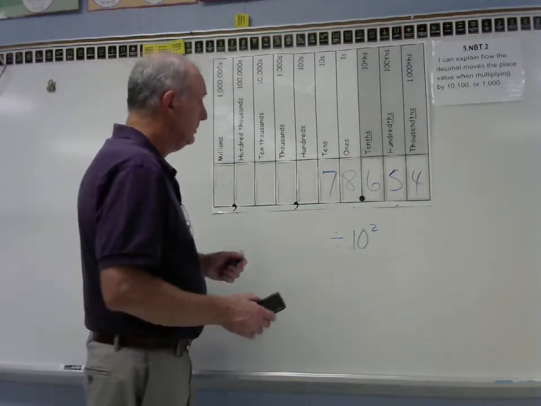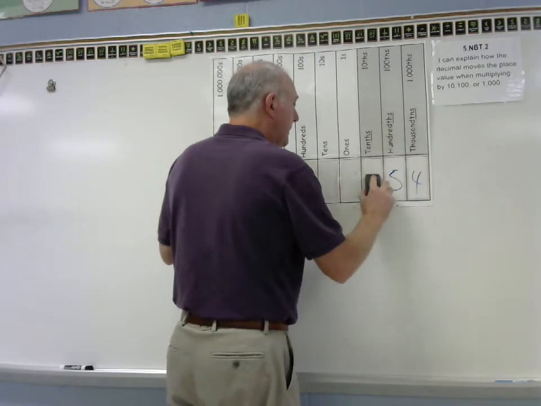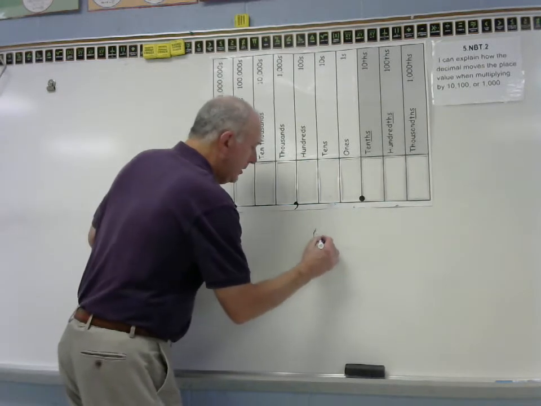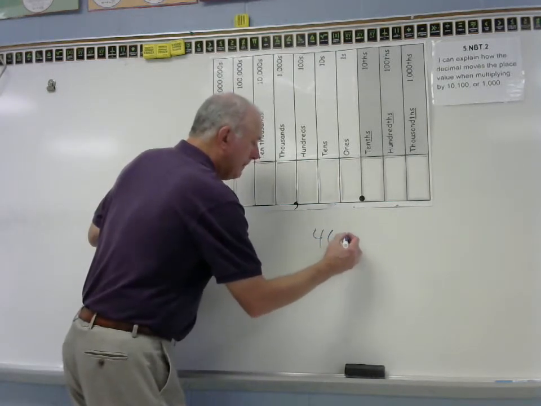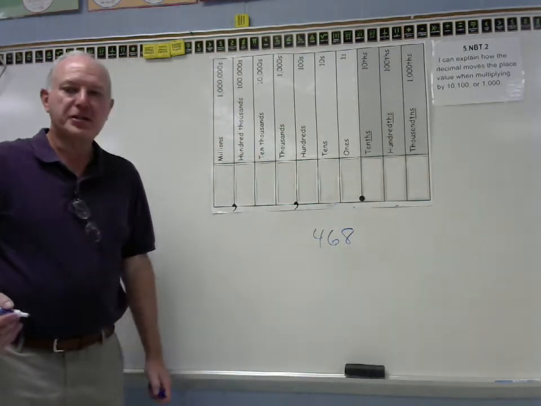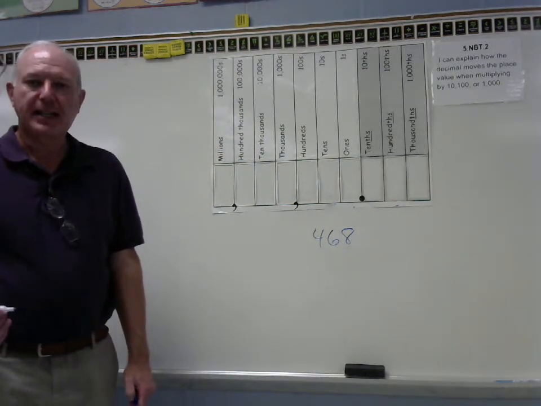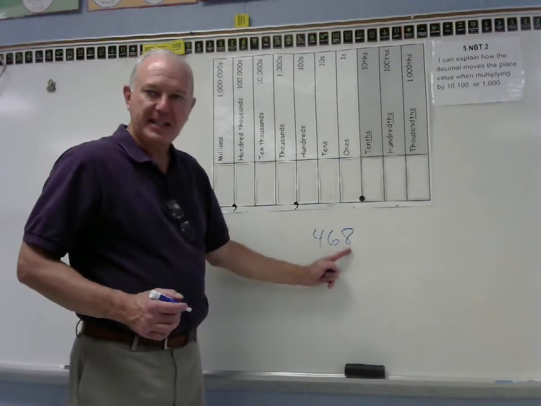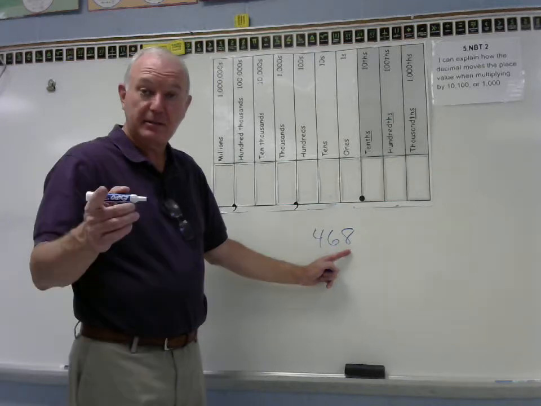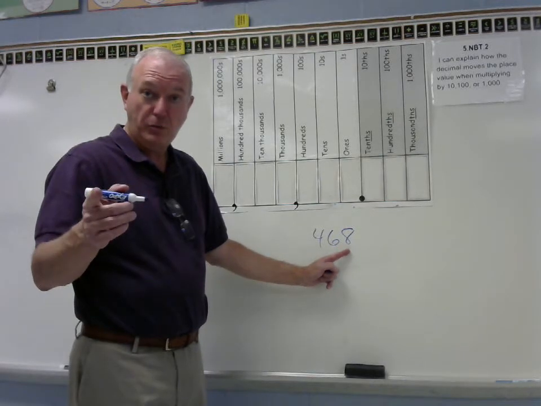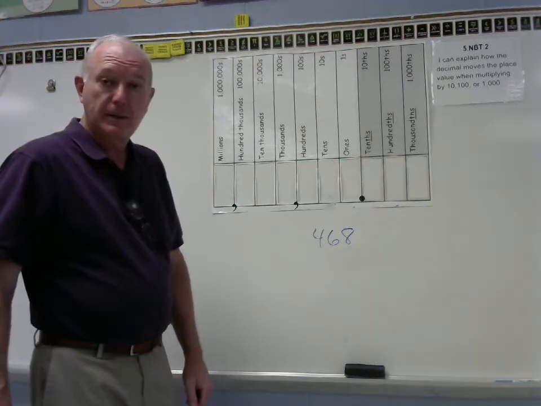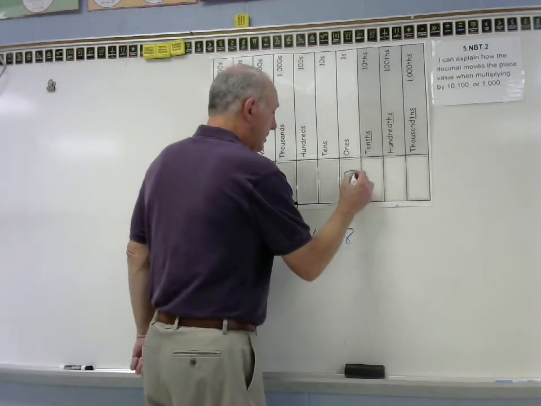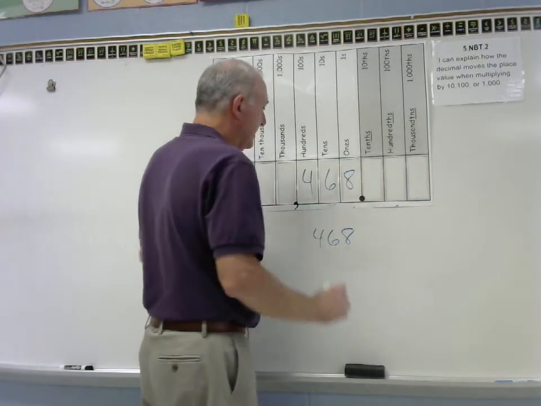Okay, now let's try another one. Let's take a smaller number. 468. Now, where on this chart does 468 go? What place is the 8 in? The 8's in the ones place, right? So where on this chart is the ones place? Yeah, the ones place is always in front of the decimal point, to the left. So this is how you write 468.